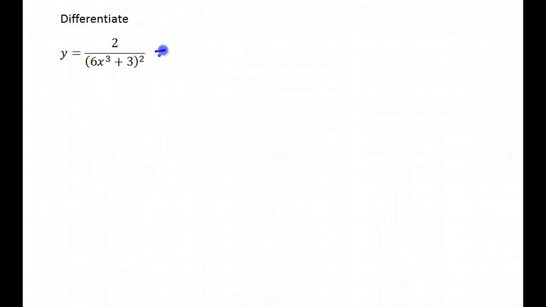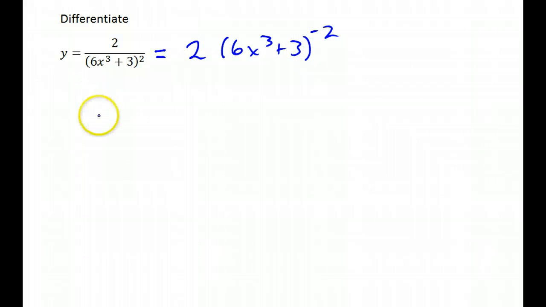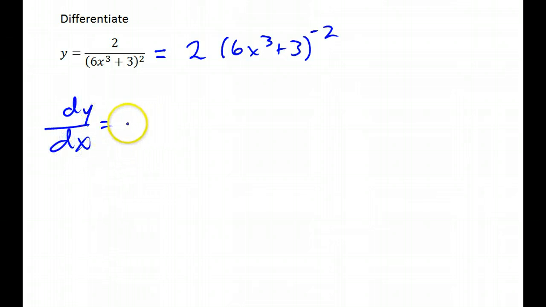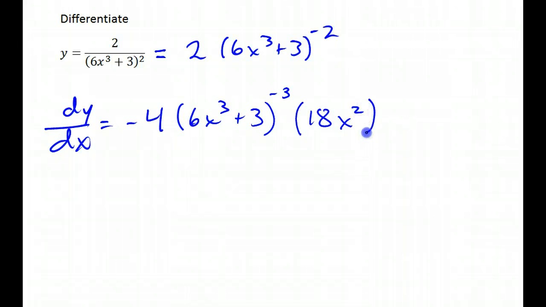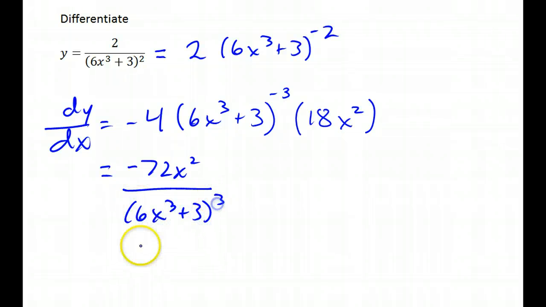Okay, let's take a look at this one. Let's rewrite this as 2 times (6x cubed plus 3) to the negative 2 power. So I don't have a fraction anymore. Okay? So the outside function is the negative 2 power, and the inside function is 6x cubed plus 3. So that means that dy/dx is going to be negative 4 times (6x cubed plus 3). And be careful, when we subtract 1 from our exponent, we get negative 3. And now we're going to multiply that by the derivative of the inside function, which will be 18x squared. And if you want, you can make that, let's see, 4 times 18 is 72. So that's negative 72x squared. Let's put that back in a fraction for our answer, okay? Over (6x cubed plus 3) cubed.